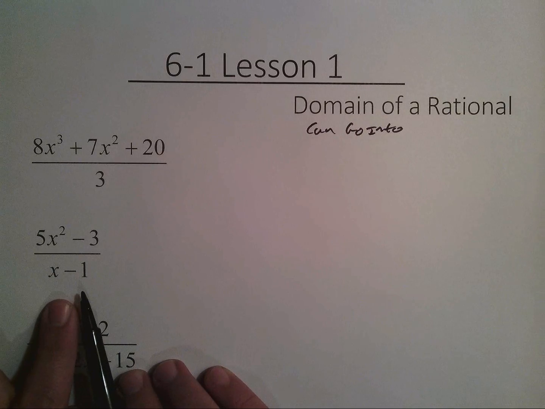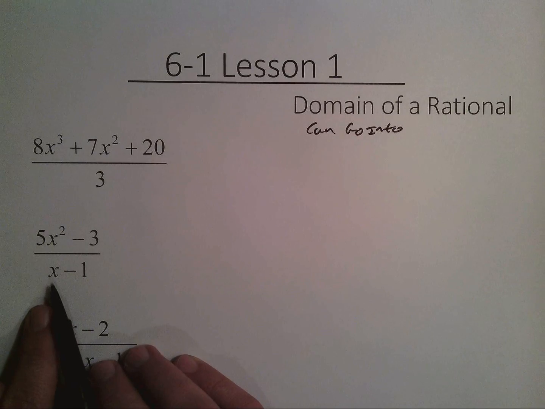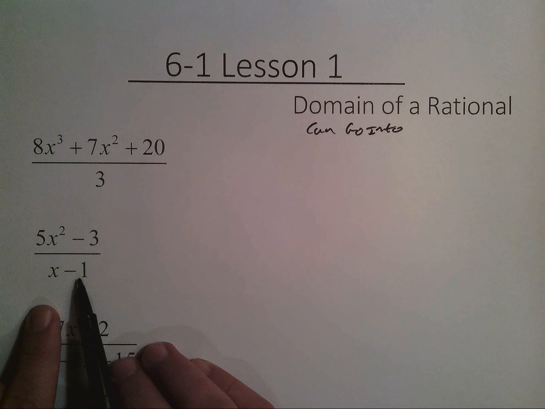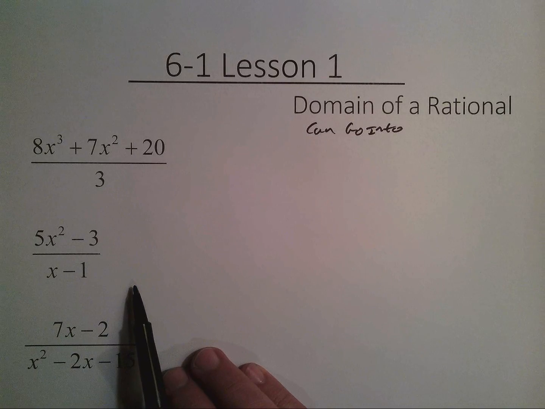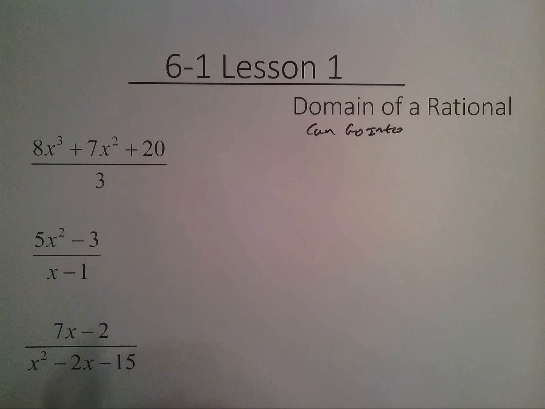If I look at my second example right here, if I plugged in positive 1, x was 1, right? So 1 minus 1 would be 0. We can never have 0 on the bottom of a fraction. So when we talk about the domain, we're taking things out, specifically for rationals, we're taking things out that make the bottom 0. So, in general, your domain is always going to start as all real numbers.